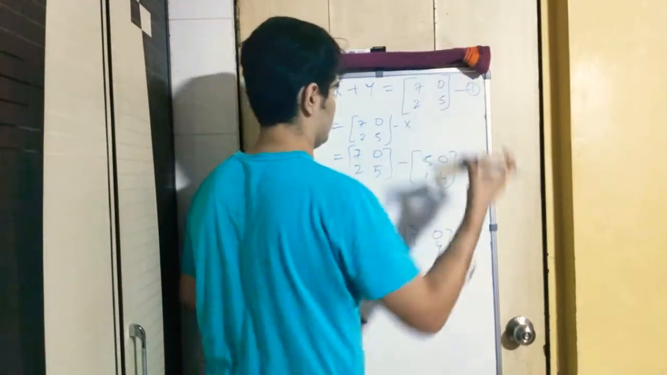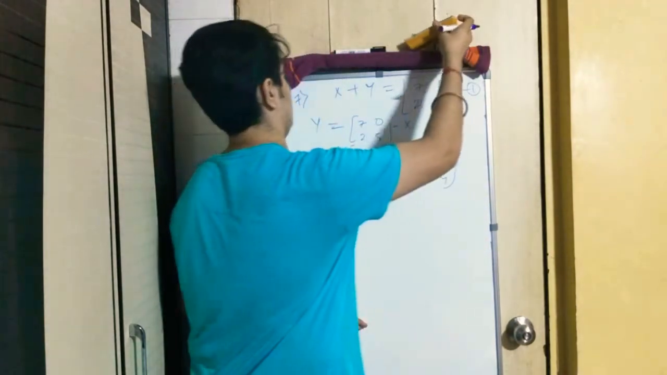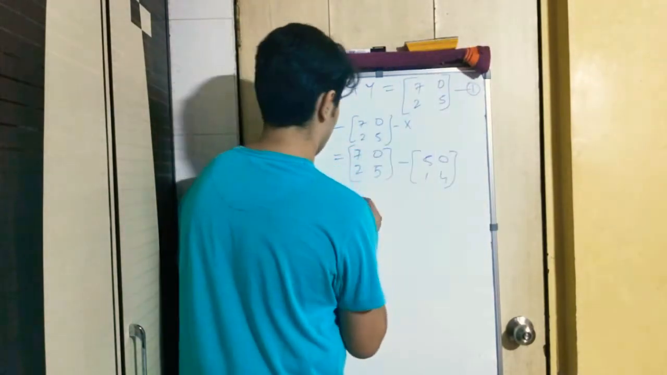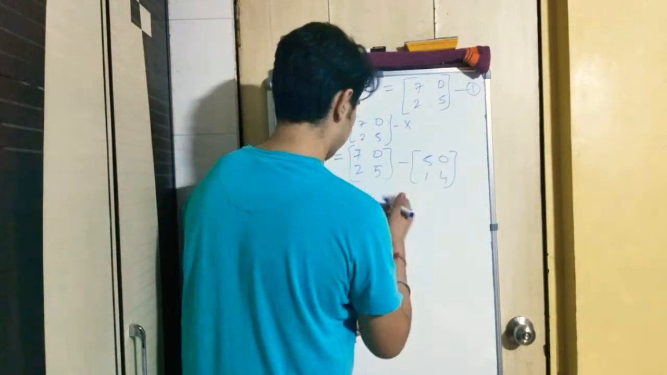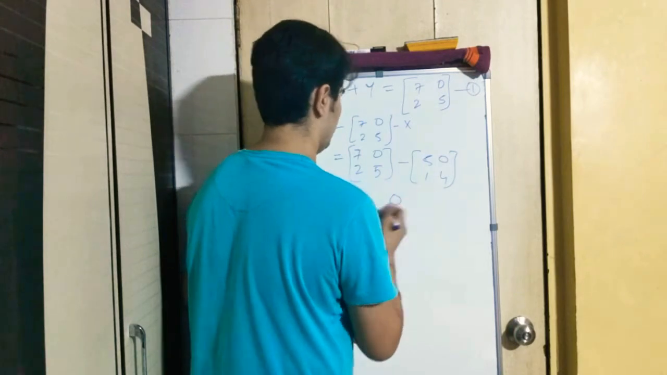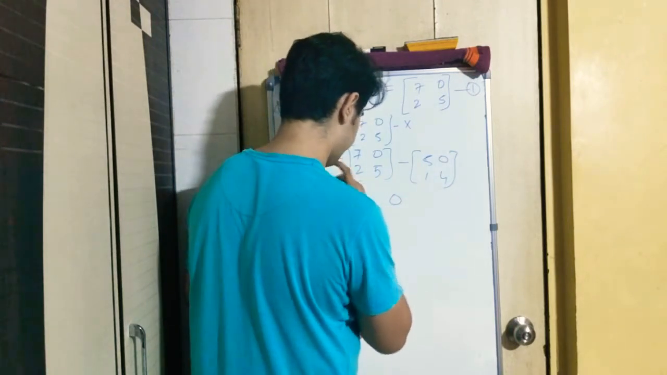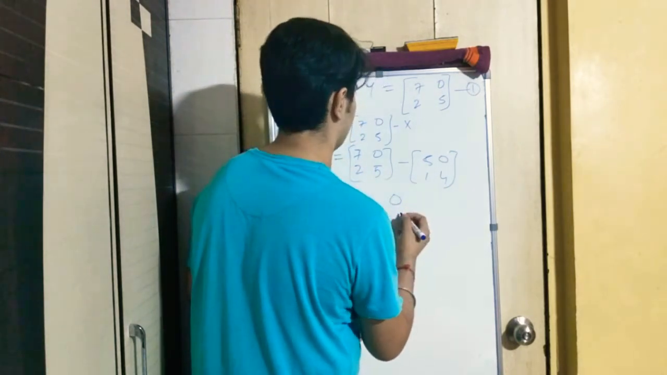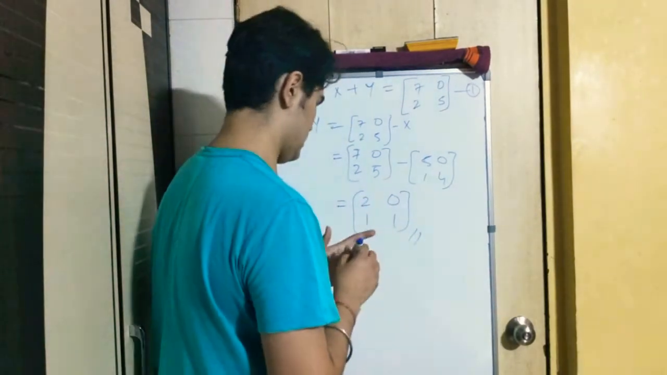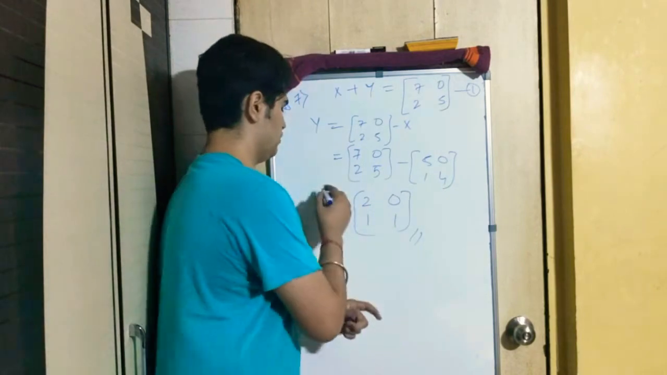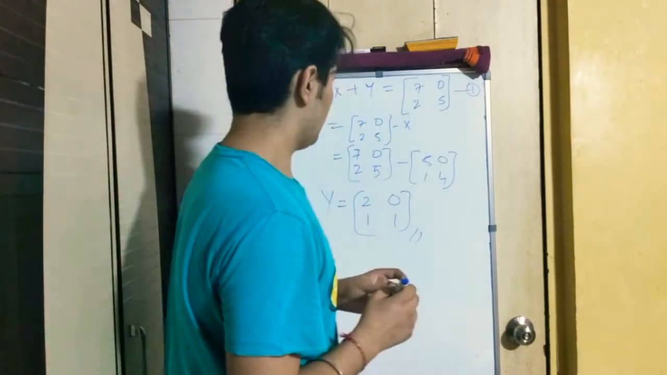We have this matrix. 7 minus 5 is 2. 0 minus 0 is 0. 2 minus 1 is 1. And 5 minus 4 is 1. So we get our matrix Y as 2 0 1 1. You can copy it down.